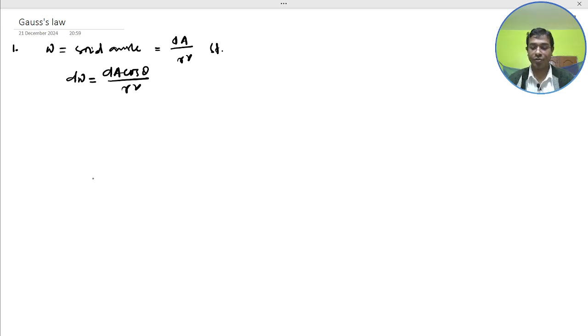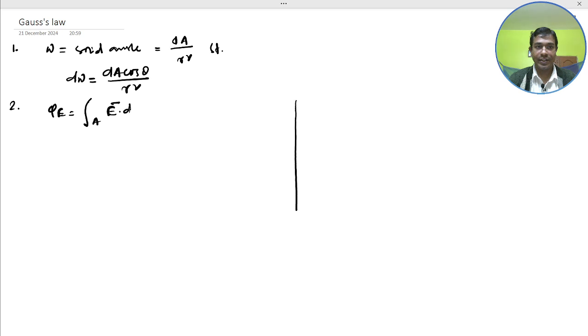And the electric flux, for the total area, phi E is equal to integral of E dA. This is the elementary area dA, and the electric field is in these directions.